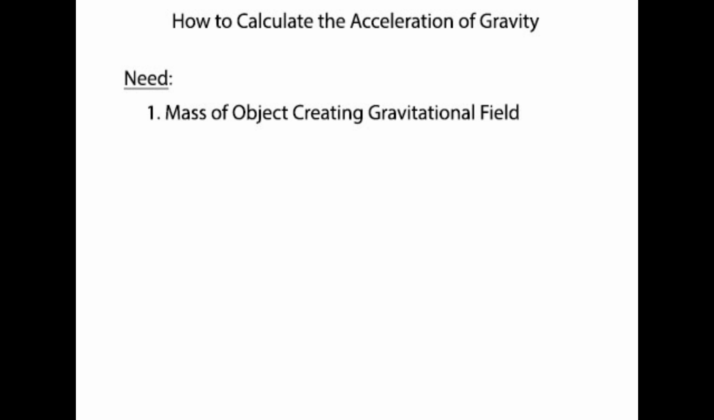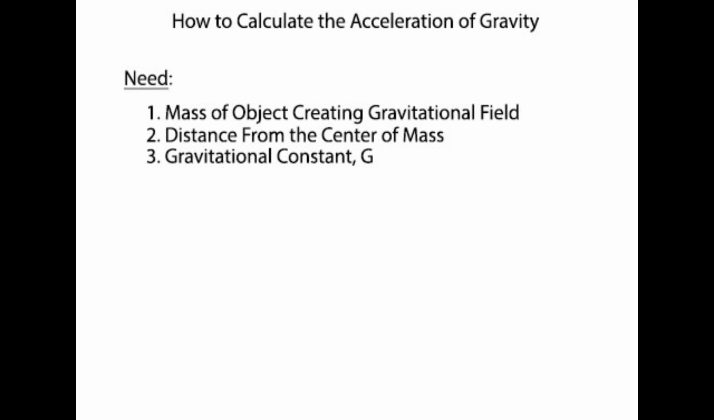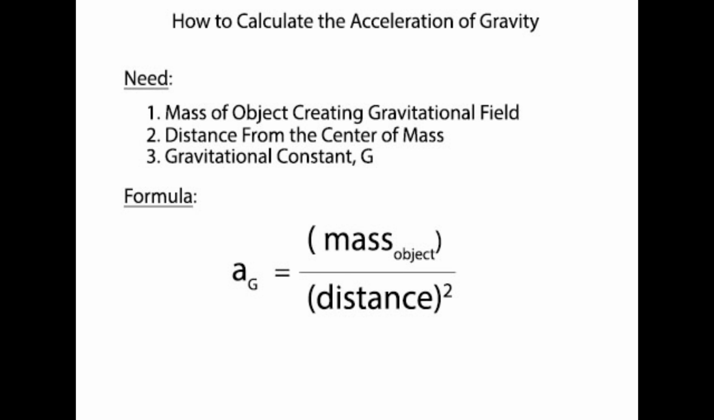In order to understand why the two objects have different accelerations, all we have to do is find the formula for the acceleration of gravity caused by this mass. To do this, we need three things: the mass of the object creating the gravitational field, the distance from that object's center of mass, and the gravitational constant G. Once we have them, we plug them into our formula. The acceleration of the gravitational field is the mass of the object creating the gravitational field divided by the distance from that center of mass squared, times big G.